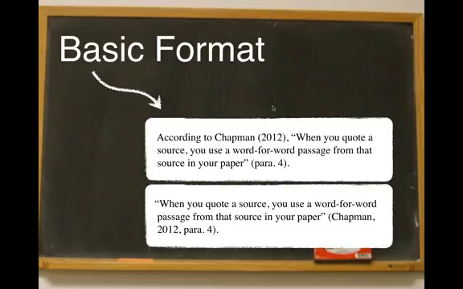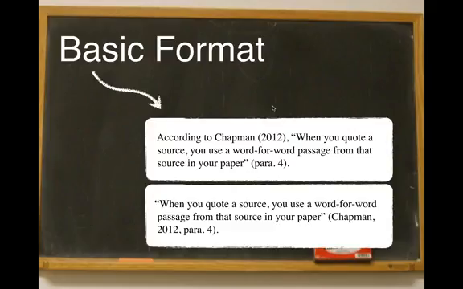All right, so you can use what's called a signal phrase. So if you look at the first example, this is a quote from a Writing Center blog. We've used the author's last name in the sentence after according to, and then we've put the date in the parentheses immediately after the author's name, and the page number, or in this case, the paragraph number, at the end of the sentence. When we put the author's name in the sentence like this, it's called a signal phrase.